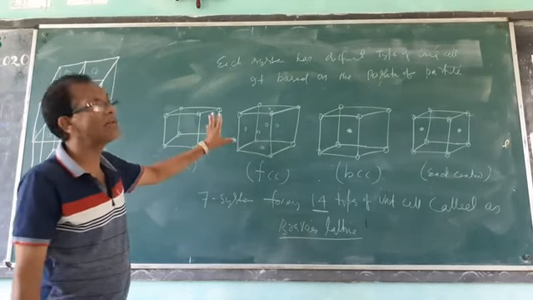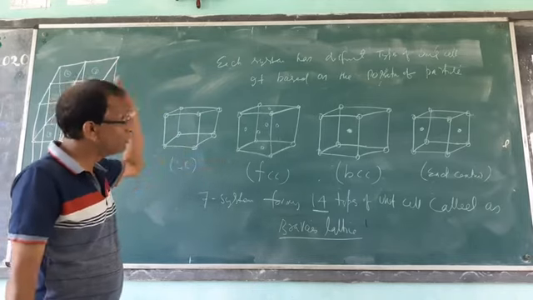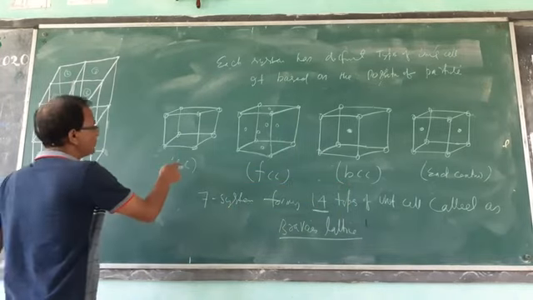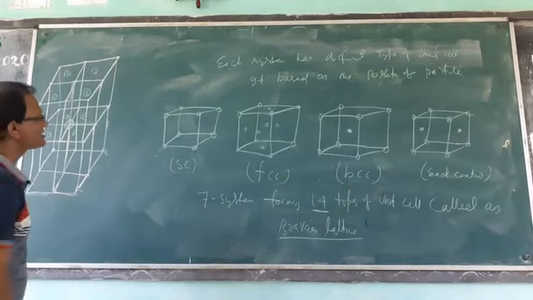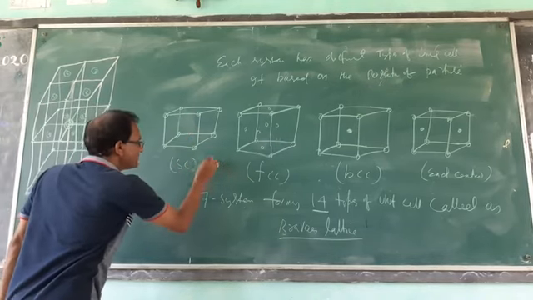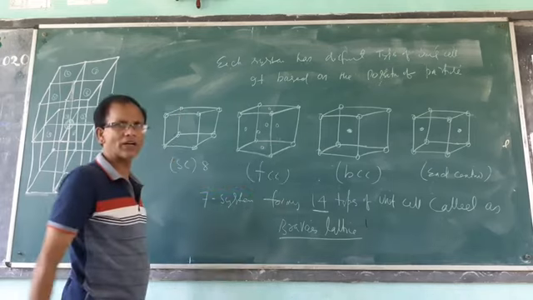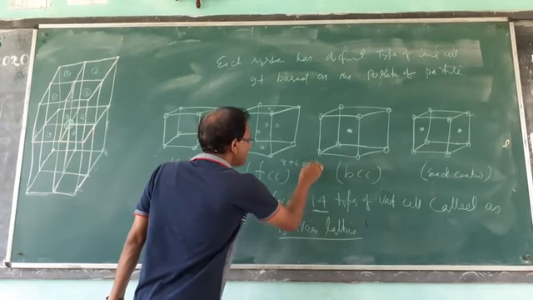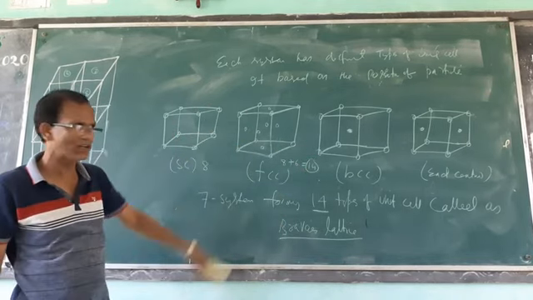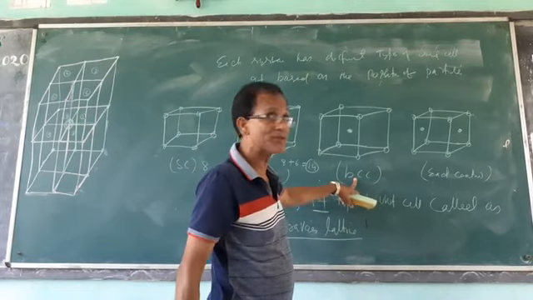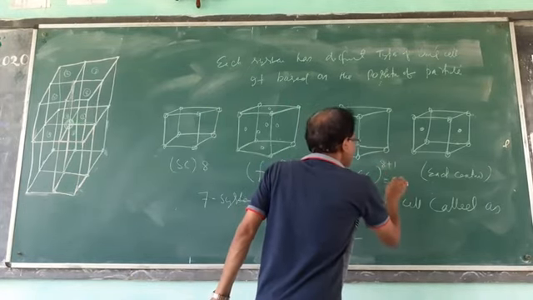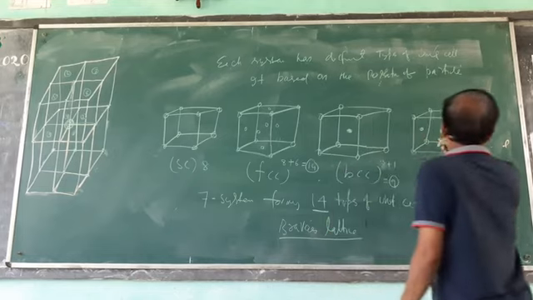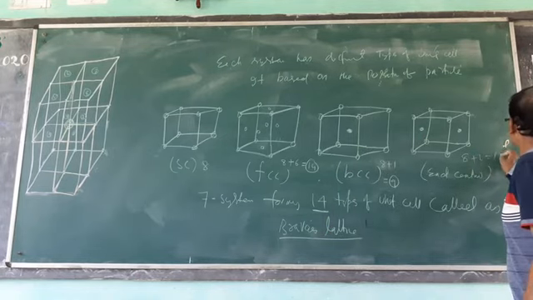So a crystal is made of different types of unit cell, and a unit cell contains particles at different lattice points. In simple cubic, how many lattice points? Total lattice points 8. In face-centered, how many lattice points? 8 plus 6, that is 14, because 6 faces and 8 corners. In body-centered cubic, 8 plus 1, that is 9. Similarly, for end-centered, it will be 8 plus 2, that is 10.